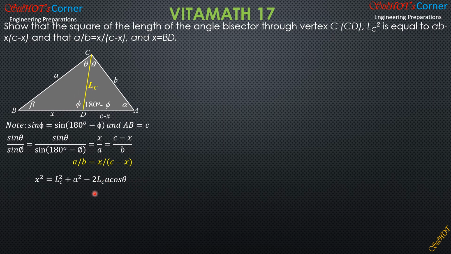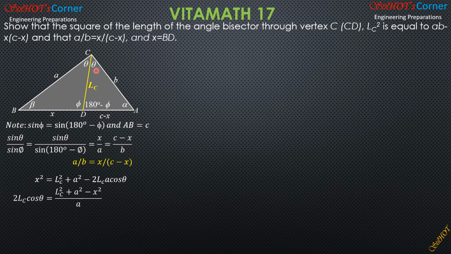Then we form 2 L sub C cosine theta, and it is equal to L sub C square plus A square minus X square all over A, because we still have A here. Transfer this to the left, it becomes positive, then X squared to the right, so L sub C square plus A square minus X square all over A. So that's the value of 2 L sub C cosine theta from this triangle.